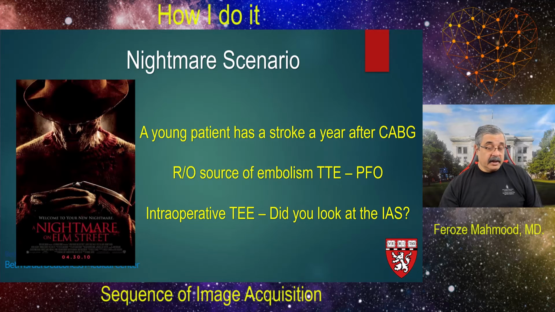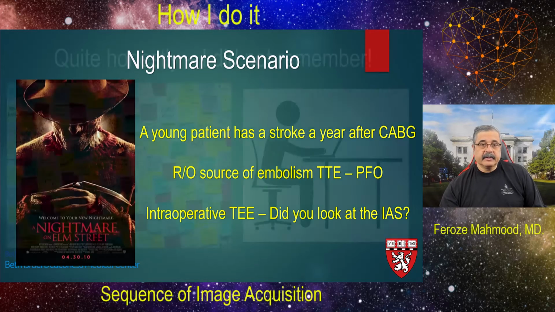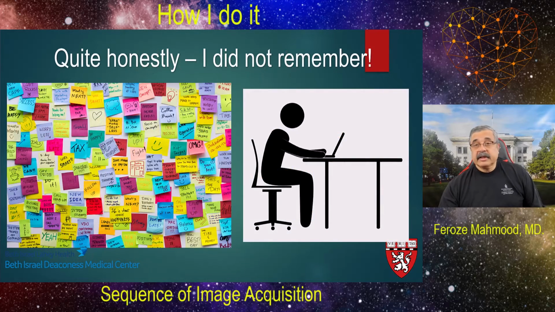I was the anesthesiologist in the case, but his rule-out source of embolism, transthoracic echo, demonstrated a patent foramen ovale, and we were all asked to look at the intraoperative transesophageal echo to see whether we had missed a patent foramen ovale, and did we really look at it? Did we miss it? And if we did not, then why didn't we fix that patent foramen ovale at that time? So that was the deal. Now, quite honestly, I did not remember.